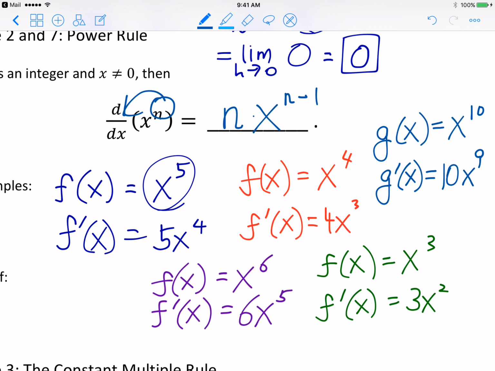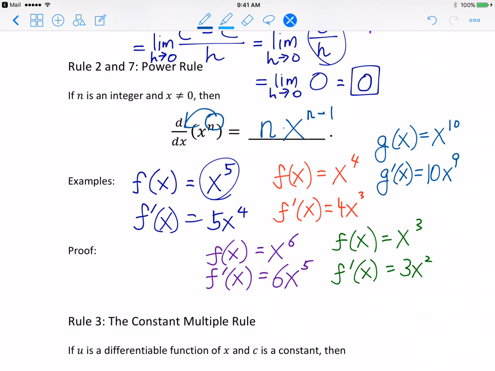So the derivative of x to the nth power could be written as n times the x raised to the n minus 1 power. So this is the power rule. On my next video, I'll use the binomial theorem to give you a proof of that, if you're interested. If not, you could skip ahead, you could come back to that video at another time.